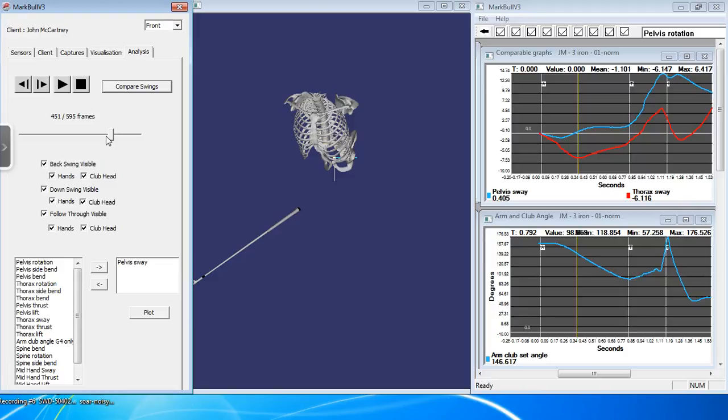So next week we're going to have a look at my ground force data, and then we'll put it all together in the final piece and come up with a plan to improve my game.